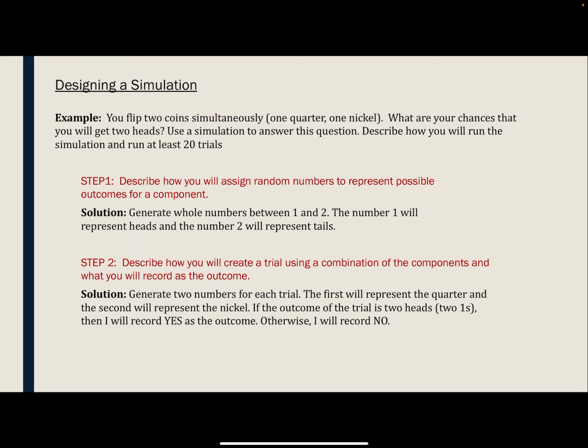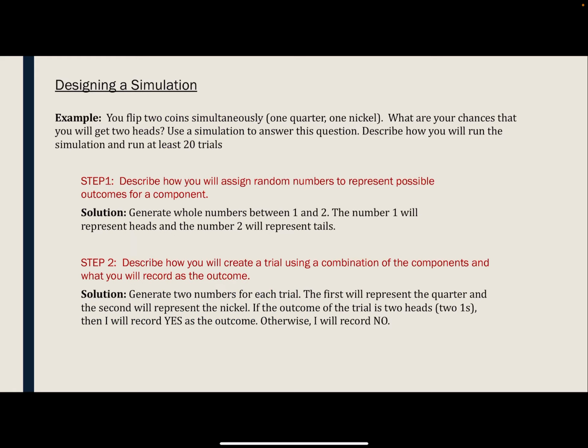So here we have an example where we're going to flip 2 coins simultaneously, 1 quarter and 1 nickel. And this says, what are the chances that we're going to get 2 heads? And we're going to use a simulation to answer this. Now, I know that we can calculate this with a theoretical probability, but that's not the point. The point is that I wanted to give an example that you could really visualize. In fact, we could actually get out a quarter and a nickel and flip them 20 times and see what happens. But instead, I'm trying to use this as a way to describe how we will set up simulations.